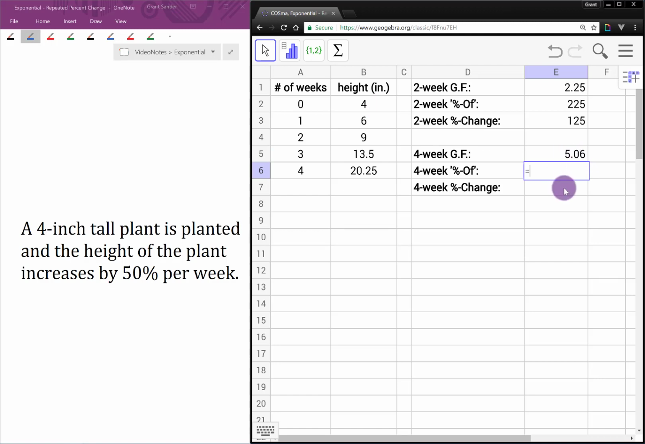To do the percent comparison, we would just multiply that growth factor by 100, which tells us that at the end of any 4 week interval, the height of the plant is about 506.25% of the height at the beginning of the time interval. And therefore, the height of the plant actually changed by this number minus 100, which equals 406.25%. So anytime 4 weeks passes, the height of the plant changes by 406.25%, and therefore 406.25 is our 4 week percent change.